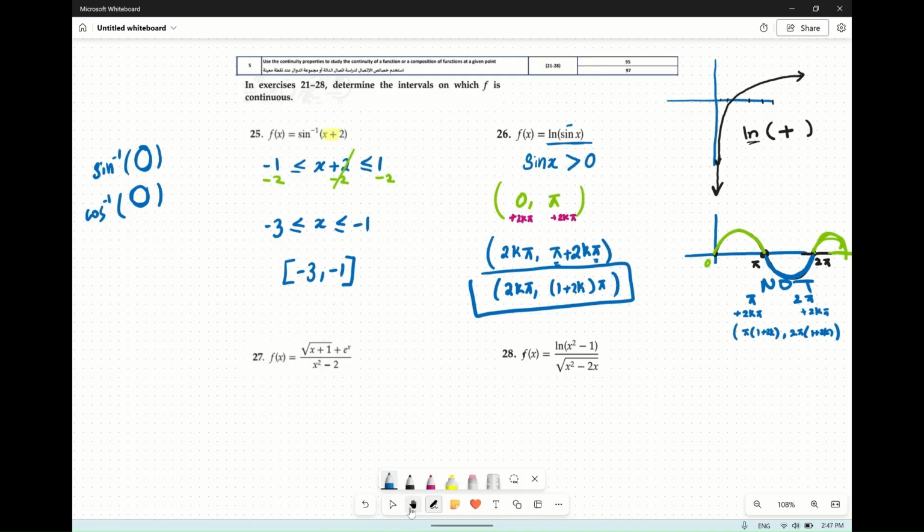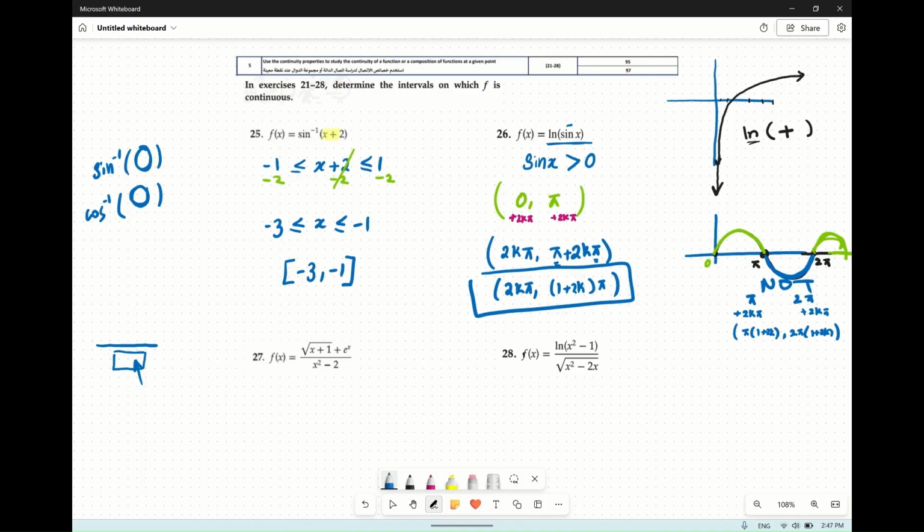Now we go to 27. 27 has a numerator and it has a denominator. Whenever I have a function that has a numerator and a denominator, I need to know the following. A function can never have the denominator equal to 0. So whenever the denominator is 0, the function will not be continuous over there.